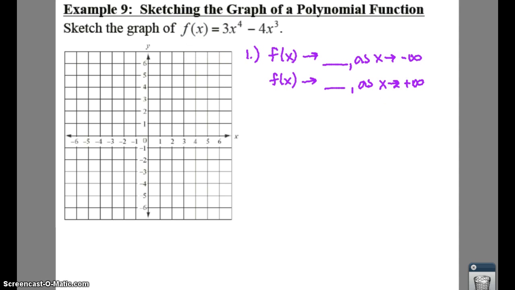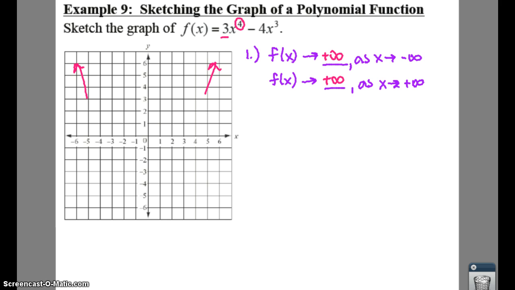So if you look at your leading coefficient, you have a 3, but your degree is a 4. Since you have an even degree, that means your y's are either both going up or they're both going to be going down. Since your 3 is positive, that means they're both going to be going up. So both of your y values, or your end behavior, should be going up.